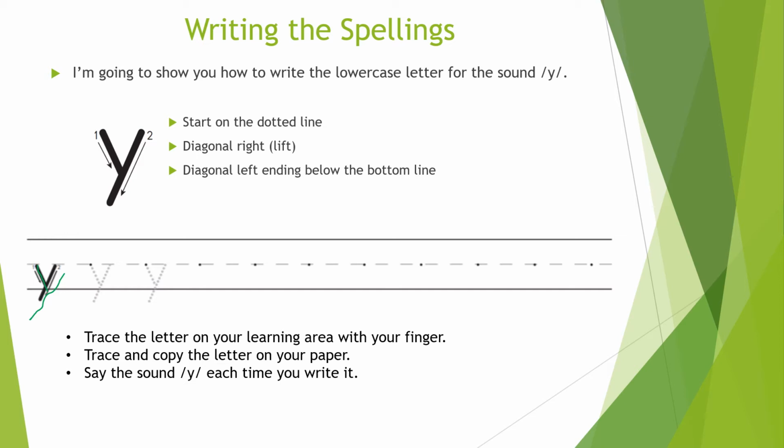Now that was a little messy. Let's try again. Down, lift, down, and below. That's better. I'm going to try to trace one more time. You can practice with me and trace the letter Y on your learning area with your finger. Down to the left, down below the line. Very good. Now, let's trace and copy the letter Y on your paper. Say the sound Y each time you write the letter Y.